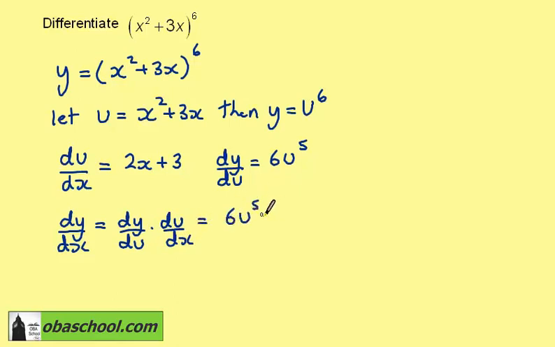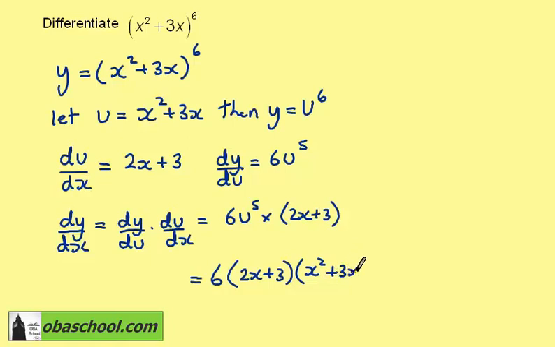dy/du is 6u to the 5, and du/dx is 2x plus 3. So we get 6 times the (2x plus 3), and of course u is x squared plus 3x, so we get (x squared plus 3x) to the power 5.